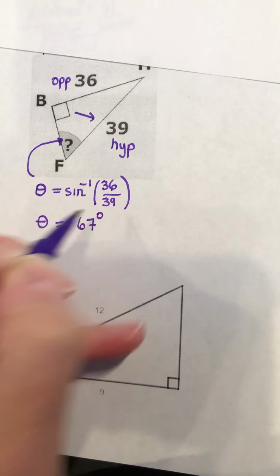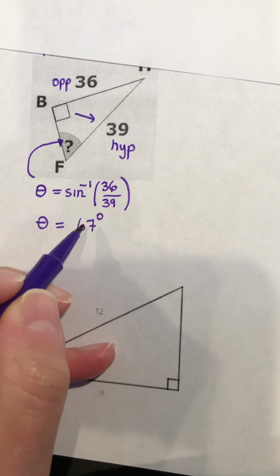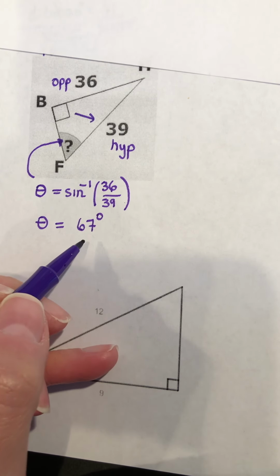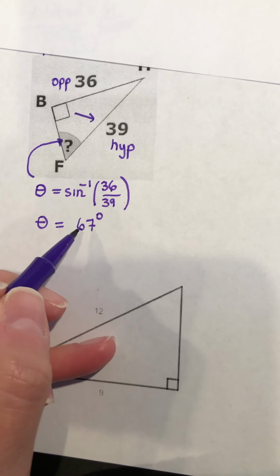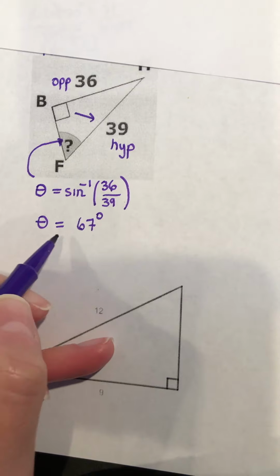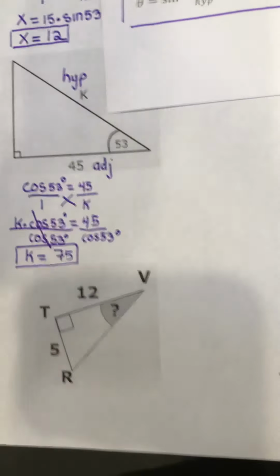Now, if you're using a cell phone, there should be an inverse sine button, so make sure you can figure out how to get 67. I believe with the cell phone, you might have to type in the ratio first, then hit inverse sine. So you might want to either Google that or play around with it if you don't have a scientific calculator. Okay, let's go to the next example.